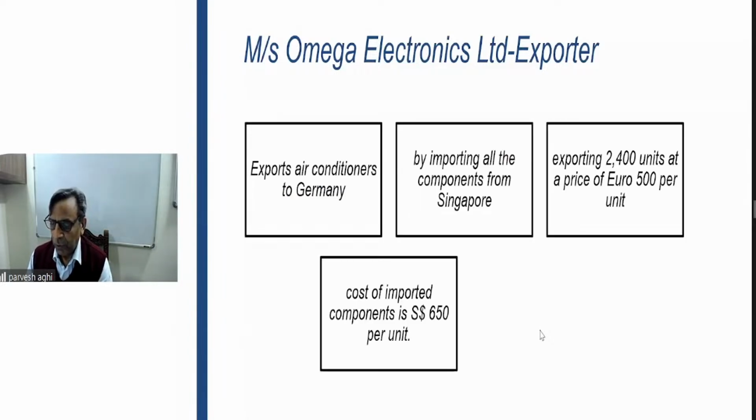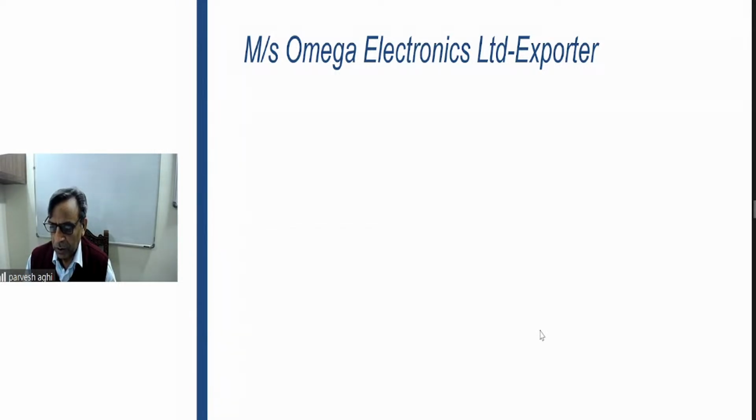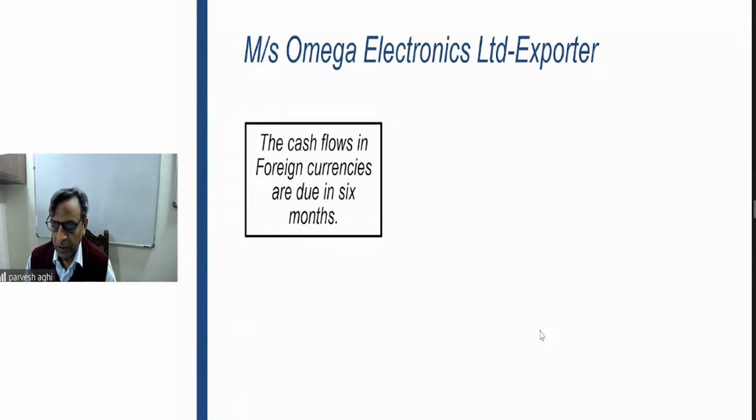So this again, I put this question like this. Same thing. So he exports air conditioners to Germany by importing all the components from Singapore, and the selling price is euro 500, and the components that are imported from Singapore cost $50, and the fixed cost and variable cost are also given.